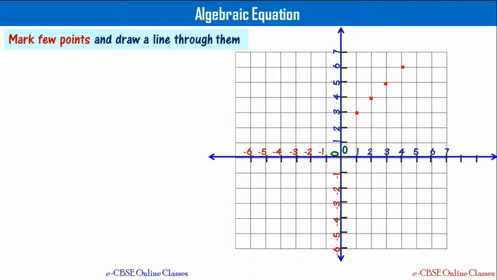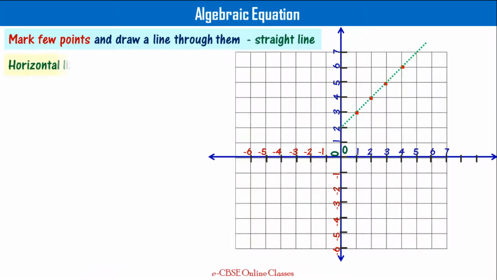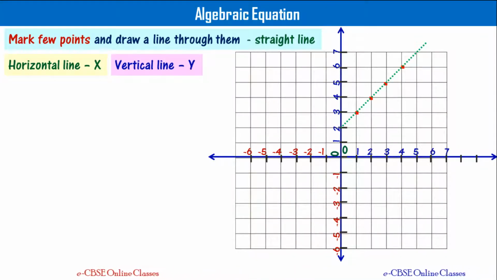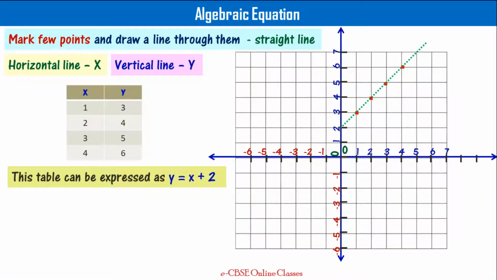Let's mark a few points and draw a line through them. If you observe, the line is a straight line. If you name the horizontal line as X and vertical line as Y and tabulate the values of the points, what you get is a table like this. For example, (1, 3) is a point, (2, 4) is another point, (3, 5) and (4, 6) are the points, right? This table or the data in this table can be expressed as an equation y equal to x plus 2, right?